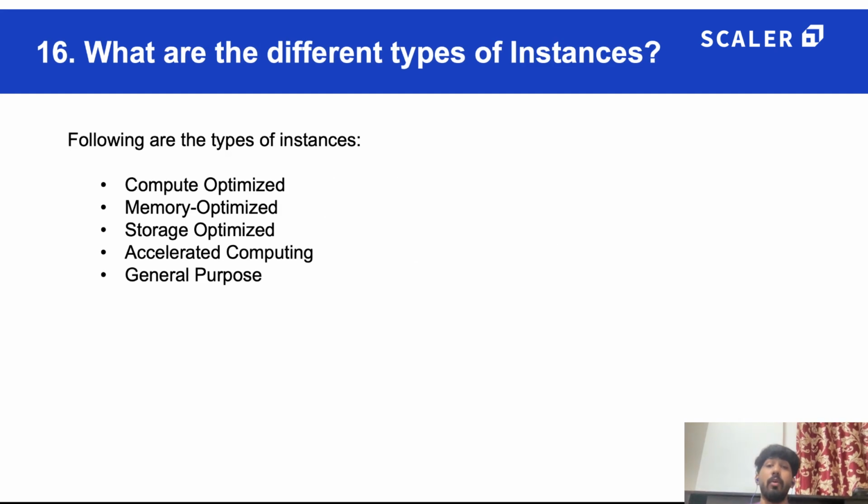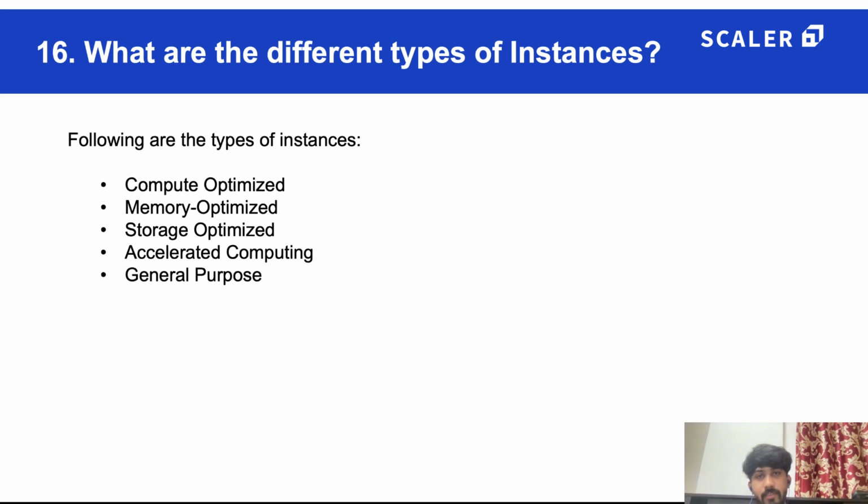Coming to the next question, what are the different types of instances? So we saw one singular type of instance, but these are basically the groups, the types. So there is compute optimized, memory optimized, storage optimized, accelerated computing, and general purpose. The T2 instance type, which we previously saw, was a general purpose type of instance, which is used for generic usage, and it will also provide you a burst in performance whenever required, but it's mostly basic.